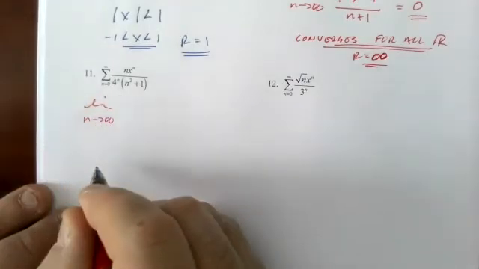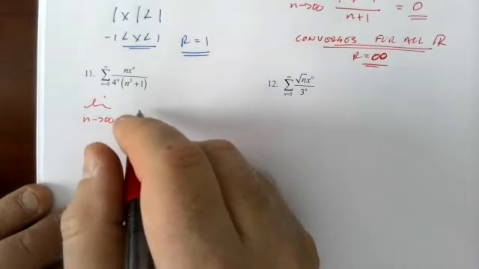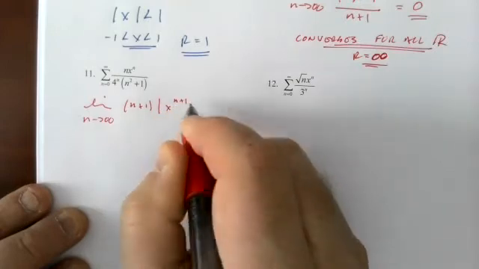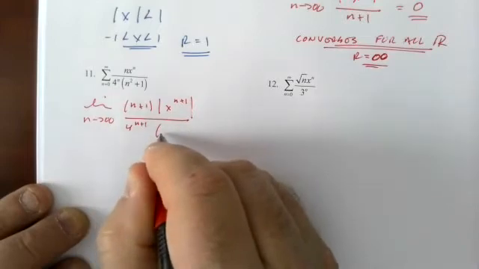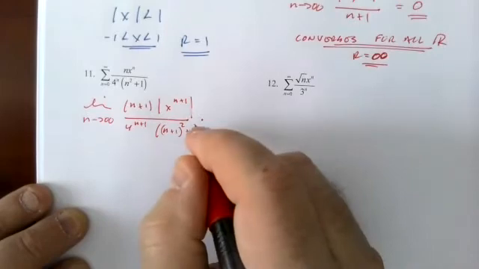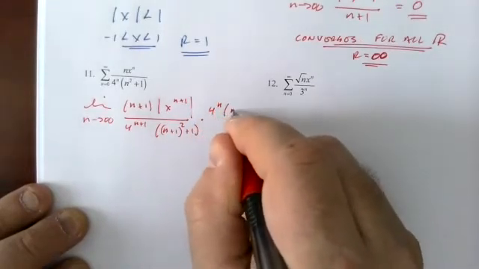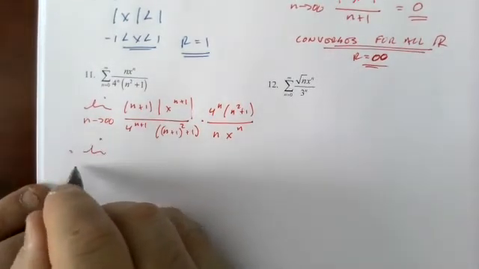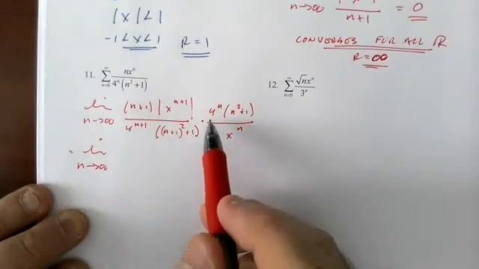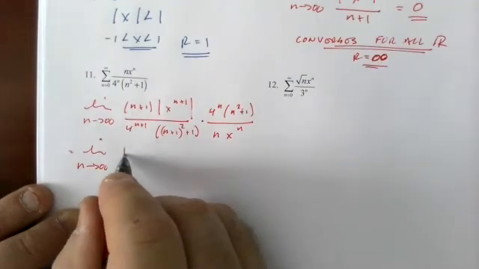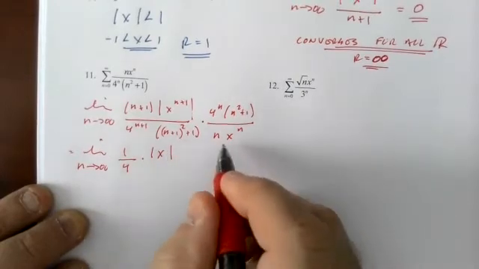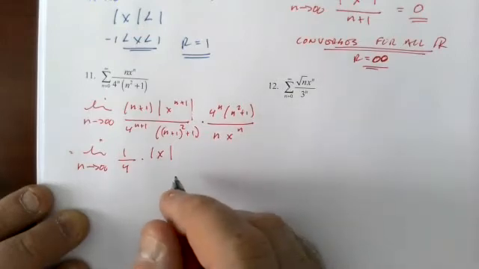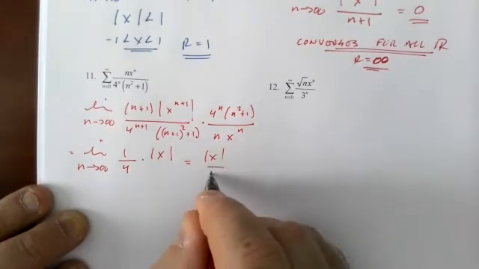Limit as n goes to infinity. Here we go. N plus 1, absolute value of x to the n plus 1, over 4 to the n plus 1, (n plus 1) squared plus 1, times, holy moly, 4 to the n squared plus 1 over n x to the n, equals. N plus 1 and n, see ya, 4 and 4 to the n plus 1 gives me a 4 on bottom. Absolute value of x to the n plus 1 over x to the n, squared plus 1 over n squared, that's gone. So gone, gone, gone, gone. Holy mackerel. Equals absolute value of x over 4.